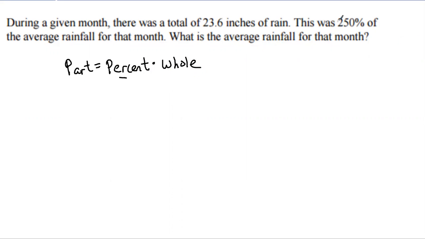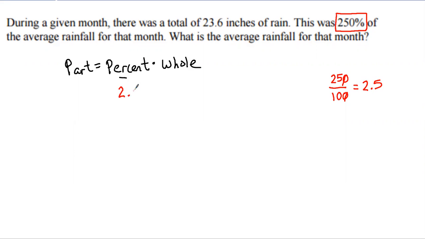First off, let's start with the percent. So I know I am dealing with 250%. And remember that whenever you think of percent, you should be thinking of out of 100. So 250% literally means 250 out of every 100. So if we put this in decimal form, if we divide 250 by 100, that's the same as dividing 25 by 10. Dividing by 10 just shifts the decimal one place to the left. In decimal form, this is really 2.5.